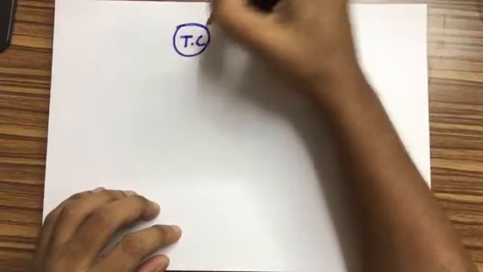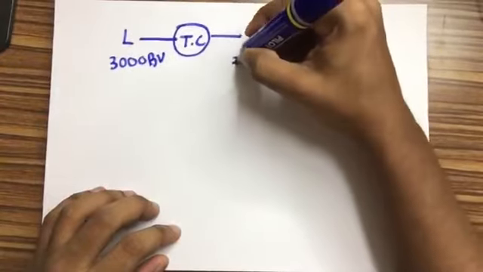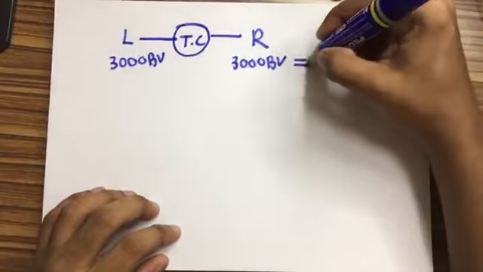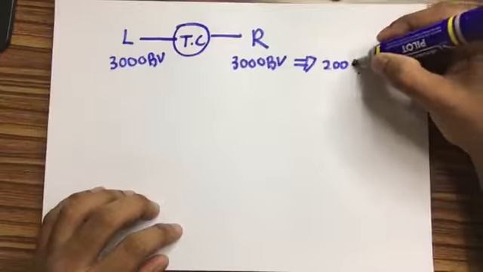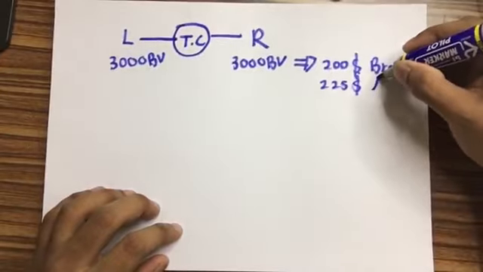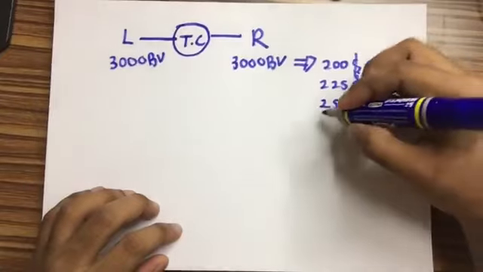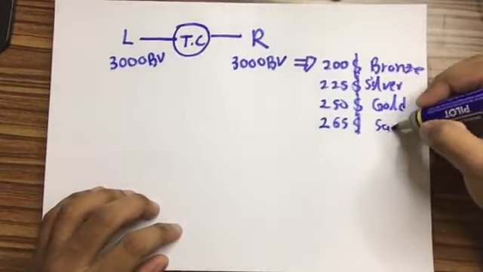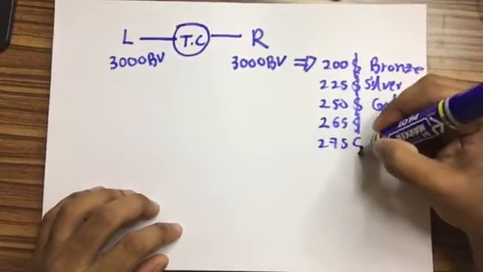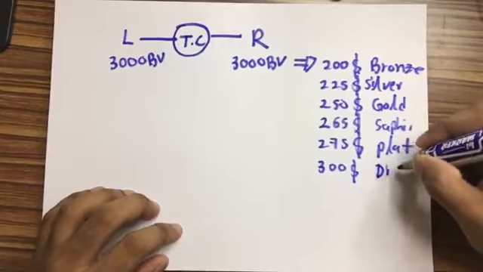When you buy a product or a service from QNet, you get a tracking center with it. In this tracking center, there is a left and a right. When you have 3000 BV of points in the left and 3000 BV in the right, you get paid $200 if you are in the bronze rank, $225 in silver rank, $250 in gold rank, $265 in sapphire rank, $275 in platinum rank, and $300 in diamond rank.